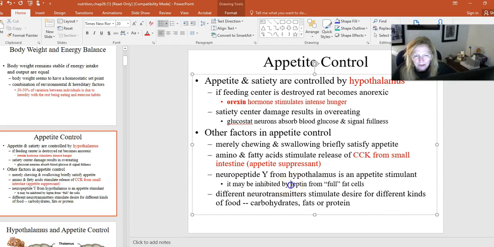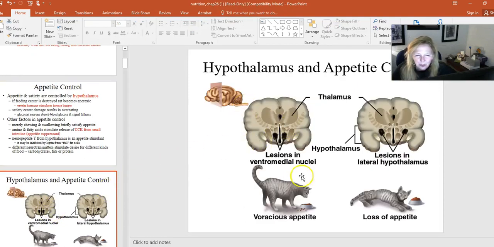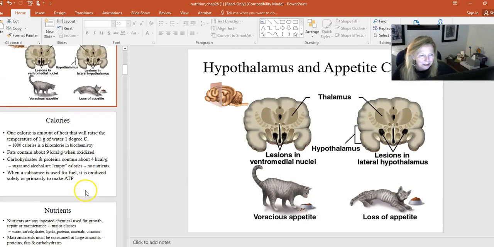We also know leptin is another hormone that's related to appetite and satiety centers. So neuropeptide Y from the hypothalamus is an appetite stimulant, but it's inhibited by leptin from the fat cells themselves. This shows you a little picture of a cat with a ferocious appetite and one with a loss of appetite, just FYI for you, in understanding that it really is the hypothalamus that controls our appetite centers. If you have lesions in the medial part toward the midline, ferocious appetite; lesions on the outer part of this, a loss of appetite.